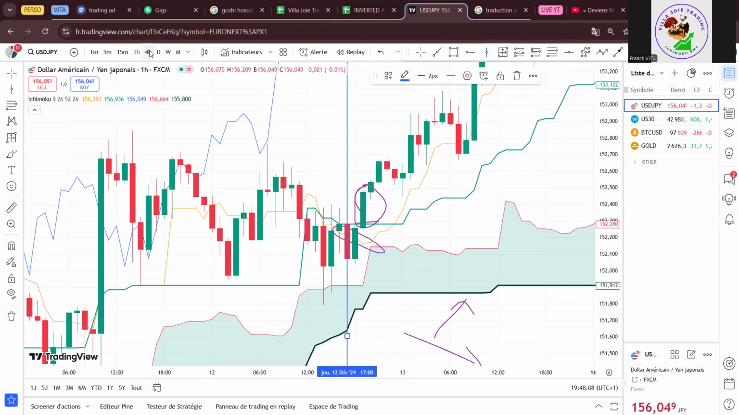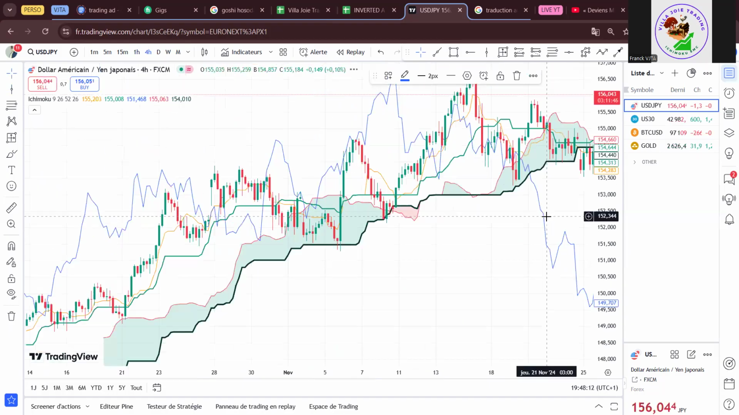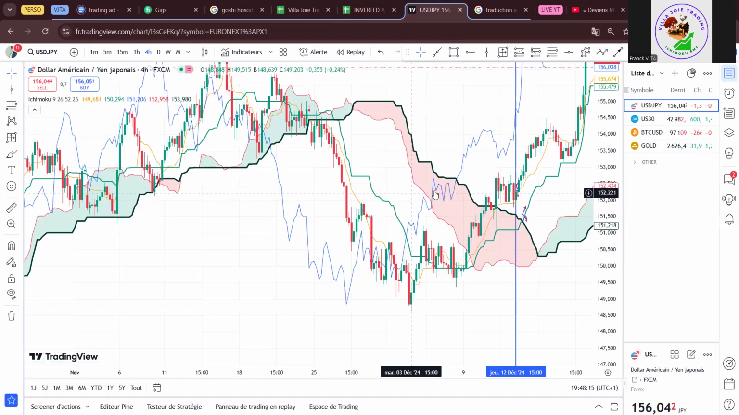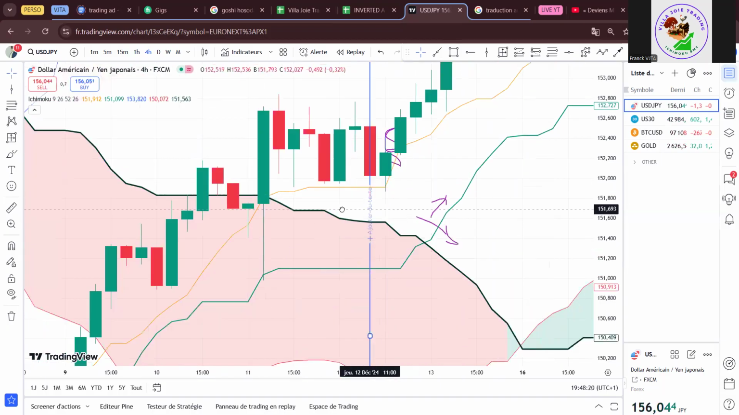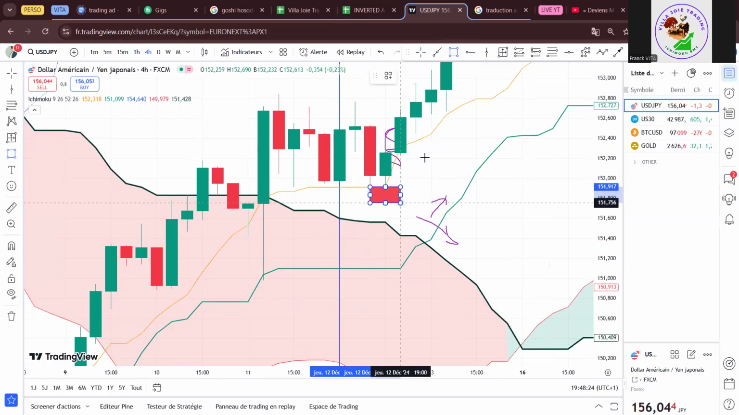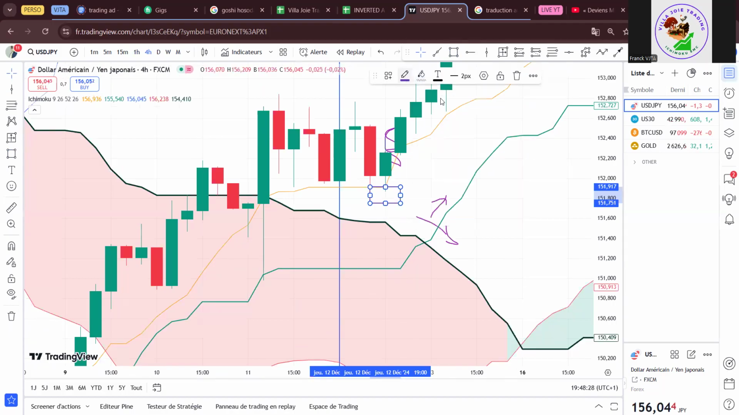So if I take a ruler like this, you go on 4 hour. As I said, you can confirm with one time frame above. You go on 4 hour. What do you realize at this level? Exactly at this level, we just have a Tenkan setup in 4 hour, right? This is a Tenkan setup.